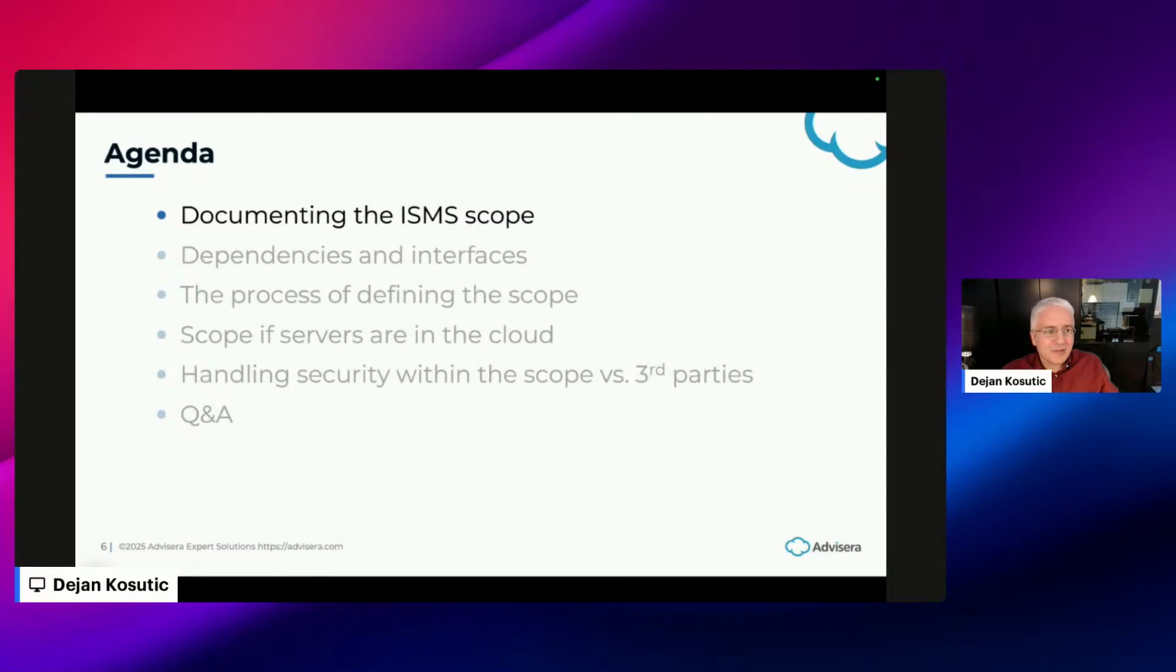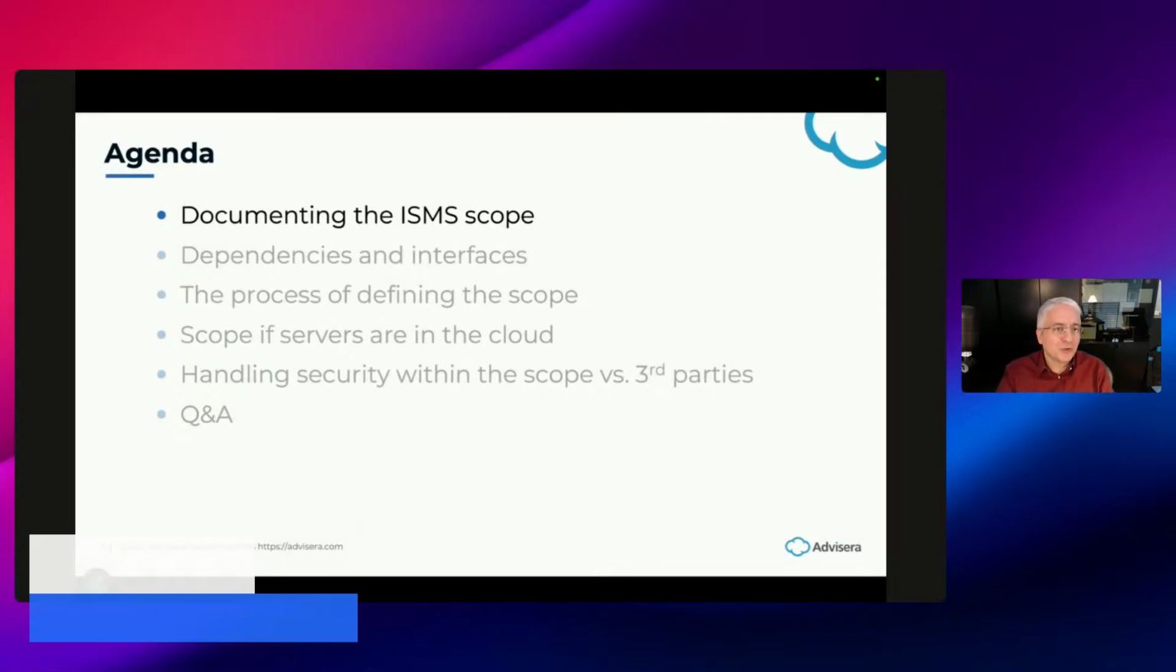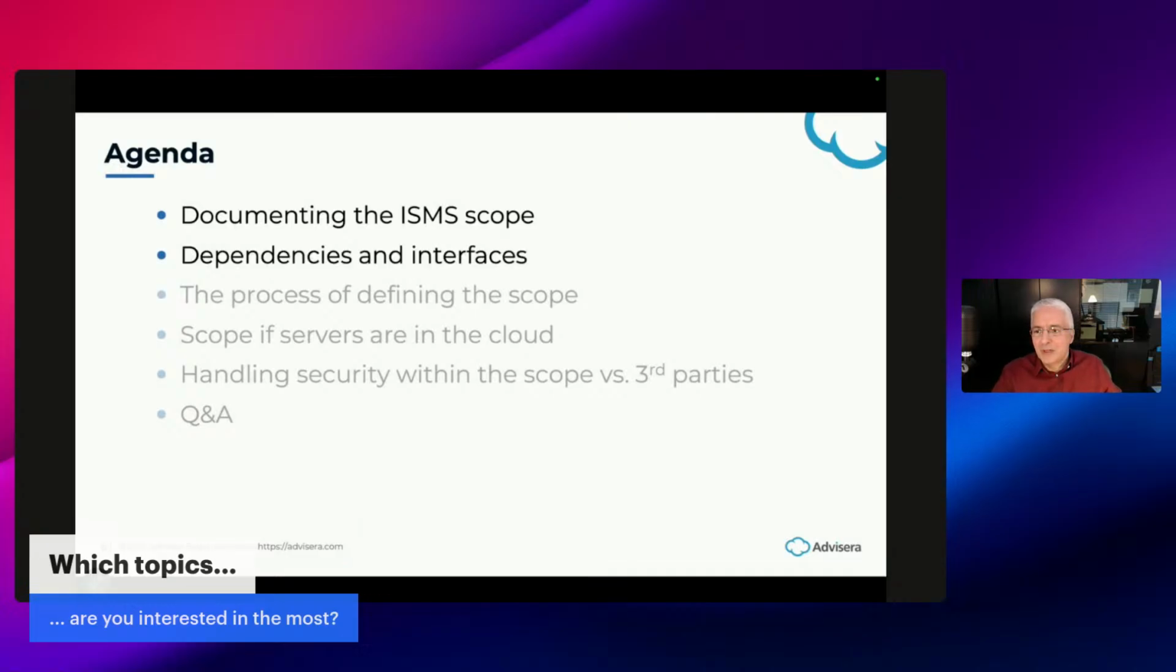So let's see briefly the agenda. First I'll go very briefly on how to document the scope. There are two documents that you have to be aware of when defining the scope. Also, these dependencies and interfaces, how to define them and what they actually are, and how they are relevant for the scope. And then I'll show you this process of defining the scope, the steps. I'll also explain this dilemma, how to define the scope if your servers are in the cloud, so if you're using cloud services.